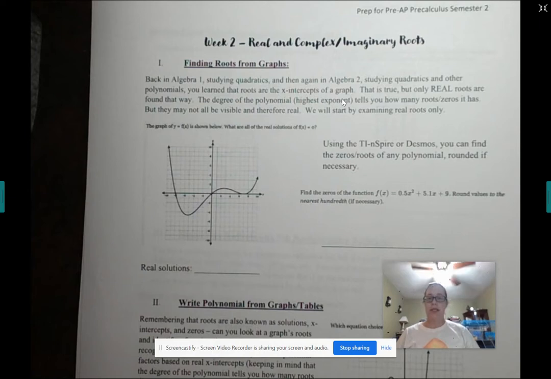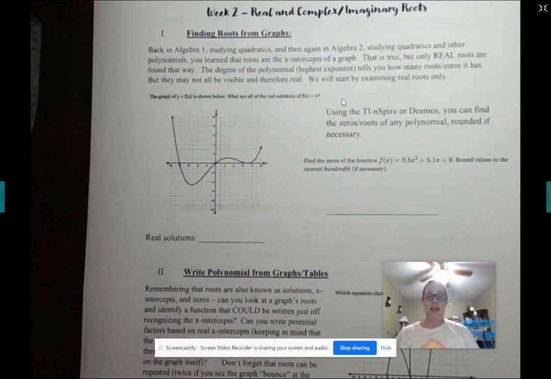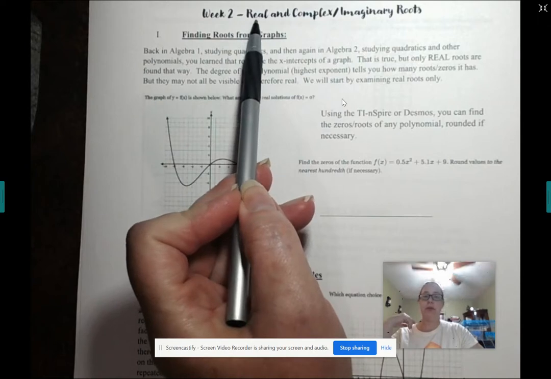This week, we're going to focus on roots, how roots are related to factors and x-intercepts, and how we can use roots to find out things about a graph or a table or about an equation, and how we can take roots and use them to write equations as well.